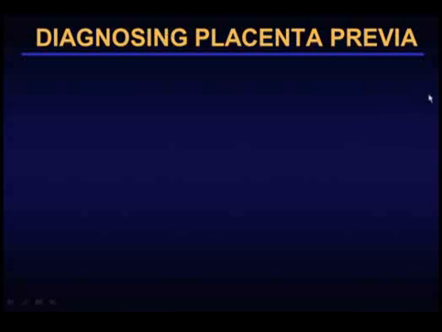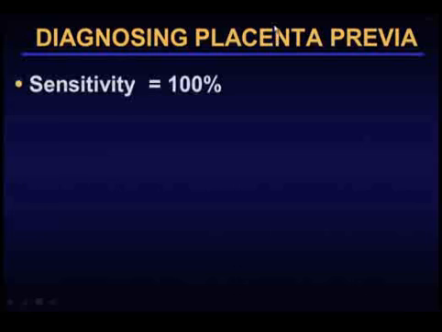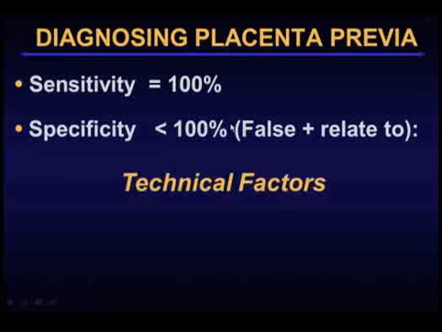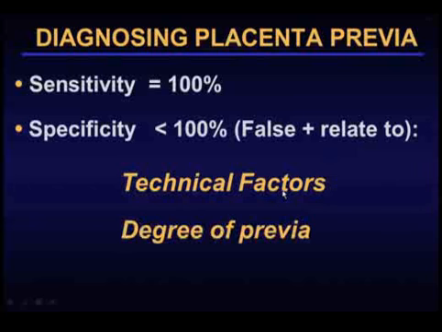Now, I'm not going to spend too much time on diagnosing placenta previa, but I want to make some important points. One is we're good for making the diagnosis. Two is that we overcall it. We have false positive diagnoses, so our specificity is clearly under 100%. And what are the problems that we have relate to technical factors?